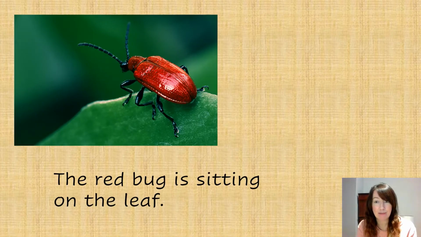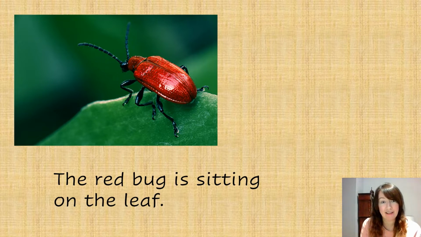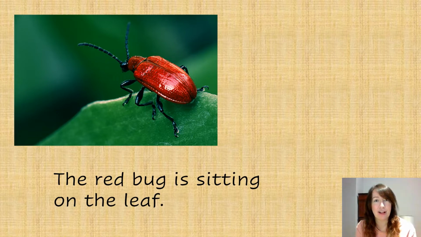So here's a caption for us to look at together. It simply says, the red bug is sitting on the leaf. You can see the bug there. It's a red bug. The caption, the sentence, matches the picture exactly. The red bug is sitting on the leaf. Let's have a look at the next one.